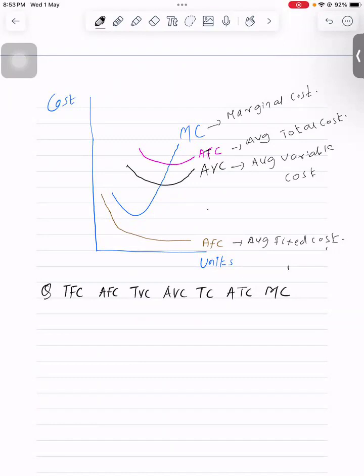To understand the reason behind these shapes, we will prepare this table. Okay, just give me a minute. We will prepare one very small table to understand the shapes of different curves. Now, before that, you need to understand that in business we have two different types of cost. We can divide total cost in business into variable cost and fixed cost.